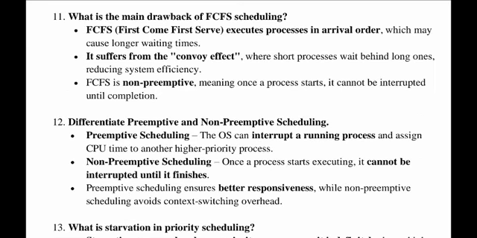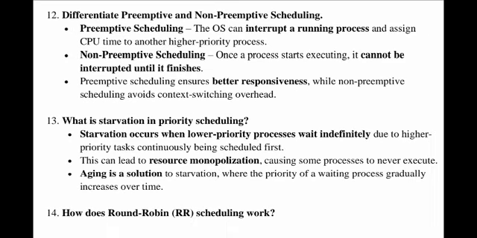Moving to the 11th question, what is the main drawback of first come first serve scheduling, FCFS? First come first serve executes processes in arrival order, which may cause longer waiting times. It suffers from convoy effect. So convoy effect is where short processes wait behind long ones, reducing system efficiency. FCFS is non-preemptive.